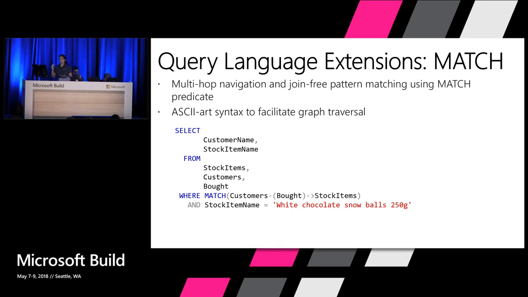you have specified. So if you remember when we inserted values in the bought edge, our from ID was customers and then our to ID was stock item. So we were going from customer to stock item, and that's what we are doing here in our example in this query. We are going from customer to stock item.